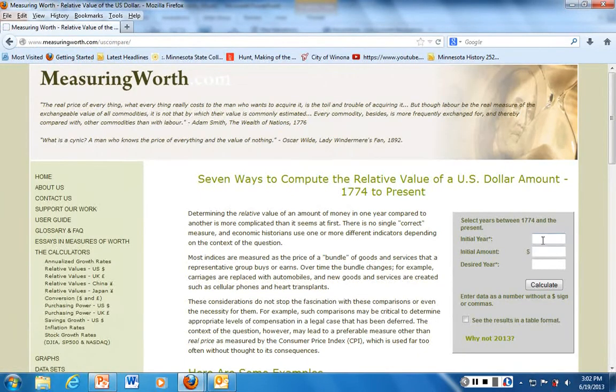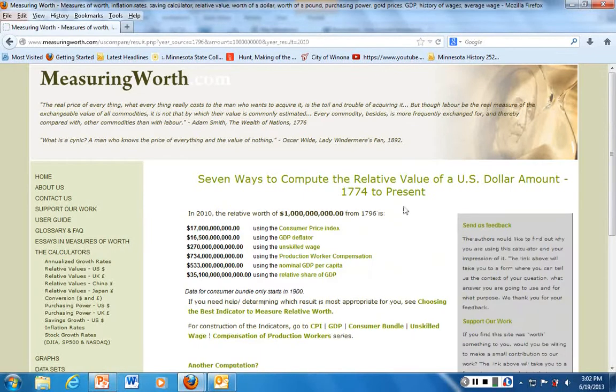And if we just put in 1796, put in $1 million, let's do 2010 just to make sure it works. And calculate. You can see that the British made a whole lot of money.